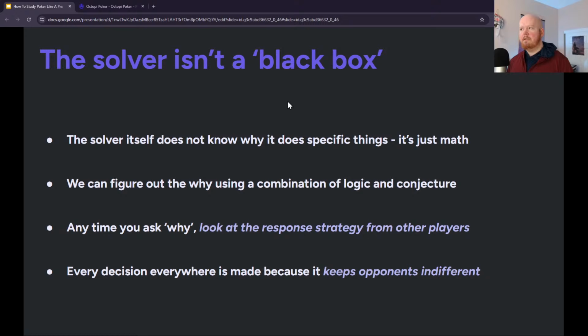If you're looking at a spot in the trainer and you come across a mistake and you try to think, well, why is this a mistake? The answer is going to be, in some capacity, because it's not keeping your opponent indifferent. If you make a mistake, it's because your opponent is not going to be as likely to be indifferent against that line. So this is where the why comes from. When you're trying to figure out the why, these are the approaches that we have to take.